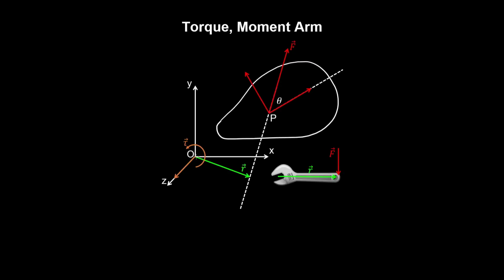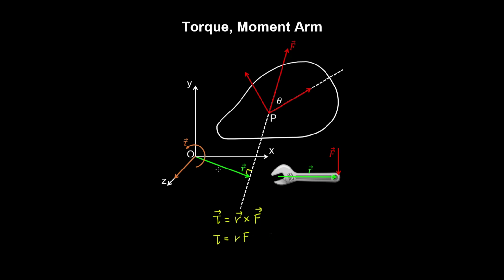We can conveniently choose a radial vector from a pivot point that's perpendicular to the line of action of a force. Recalling that the torque is the cross product between R and F, and the magnitude is RF sine theta. Well, in this case, the radial vector from the pivot point is perpendicular to the line of action of the force, so theta is pi on 2. And therefore the magnitude of the torque is simply RF.